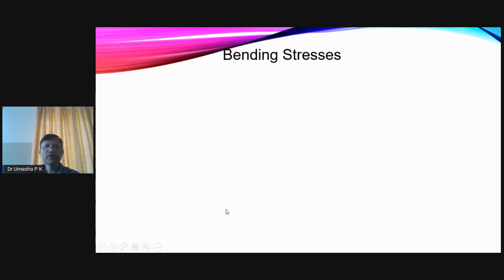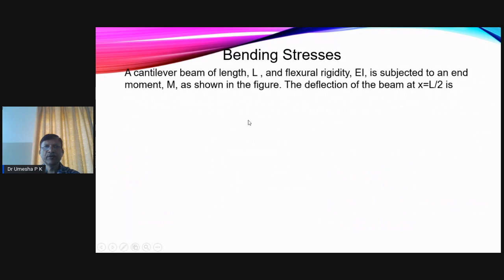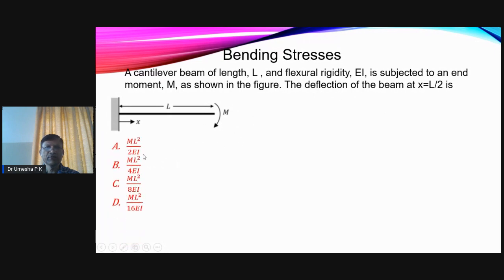We'll take the next problem. A cantilever beam of length L, flexural rigidity EI, is subjected to an end moment M, as shown in the figure. The deflection of the beam at x equal to L by 2 is. This is the beam they have given, with the moment acting at the free end. They are asking what is the deflection of the beam at x equal to L by 2. These are the different options they have given. We'll see how to calculate the deflection at L by 2.